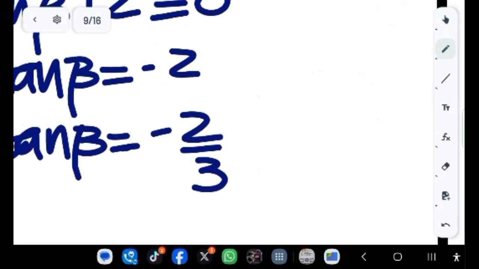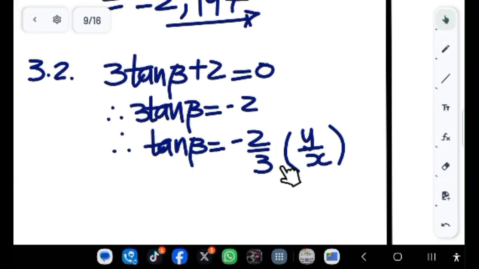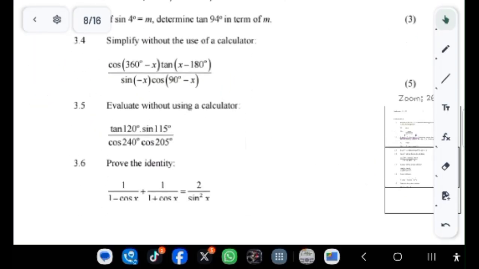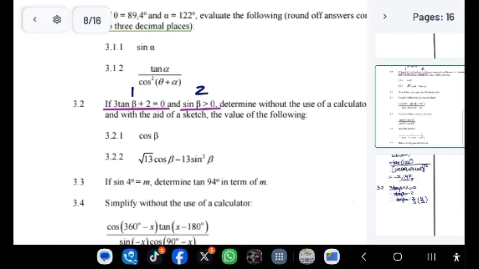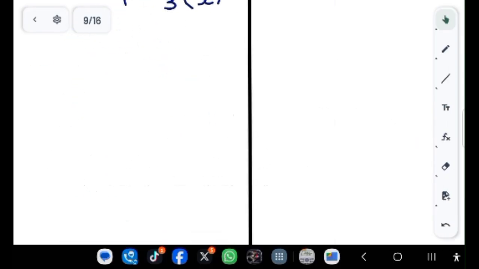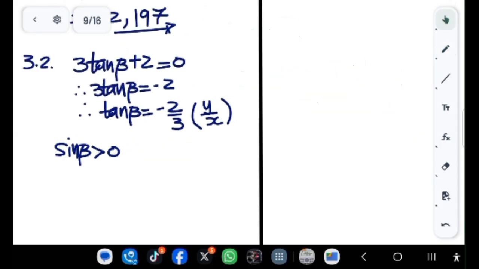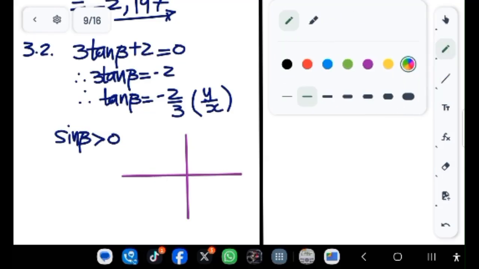But remember that tan is y over x. So one of these will be negative. Which one is going to be negative will depend on the second condition, clue. The second clue says it must be where the sine of beta is positive. Okay, clue number 2, sine of beta must be positive. All right, let's look at the CAST diagram. The CAST diagram will give us a clue exactly where that is.